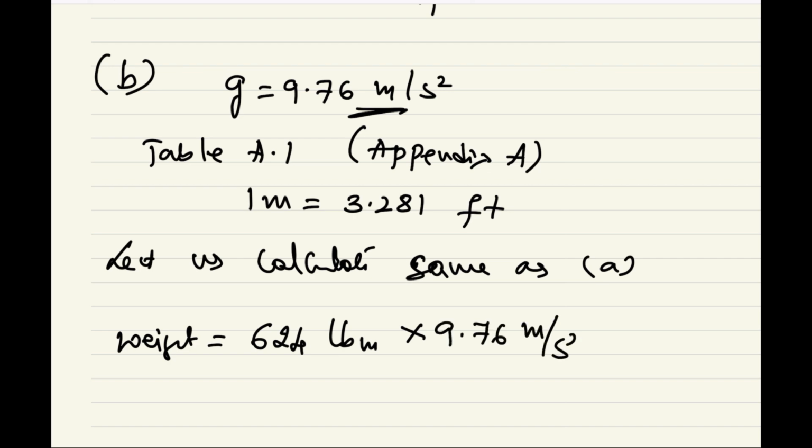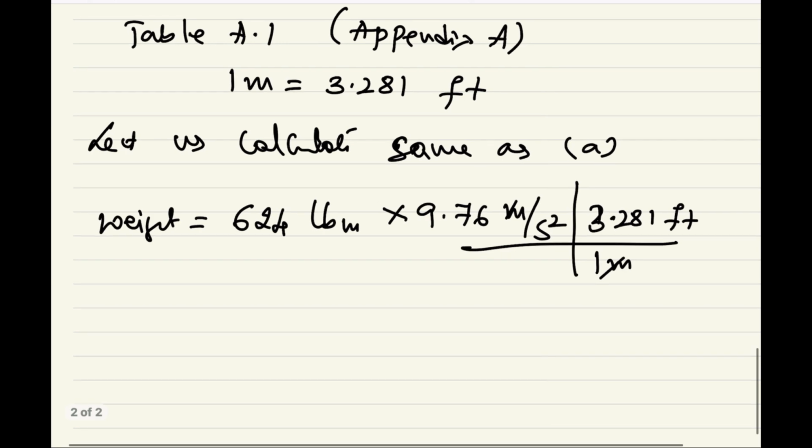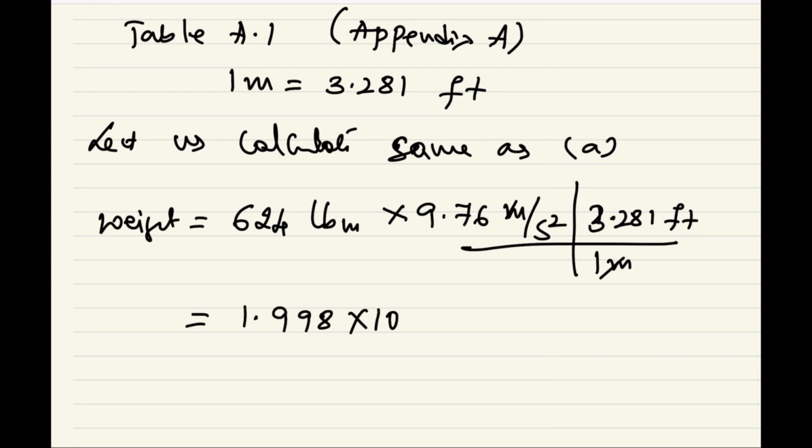We need to add a conversion factor here: 1 meter is nothing but 3.281 feet. The meter gets canceled, and now you end up with 1.998 × 10^4 lbm·ft/s².